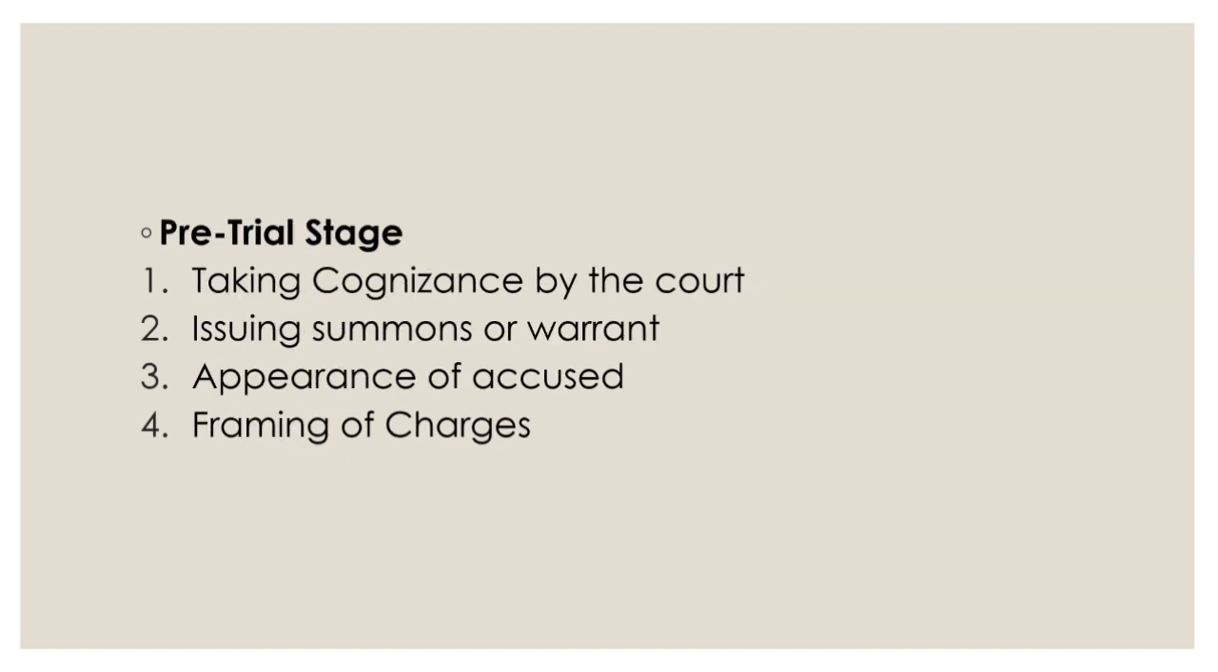The second stage is the pre-trial stage. Under this, we have taking cognizance by the court, issuing summons or warrant, appearance of the accused, and framing of charges. After investigation, the police submit the charge sheet to the court. The court then takes cognizance of the offence and issues summons or warrants to the accused, asking them to appear in court. During this stage, the accused may be granted bail or remand and receives copies of the investigation documents.